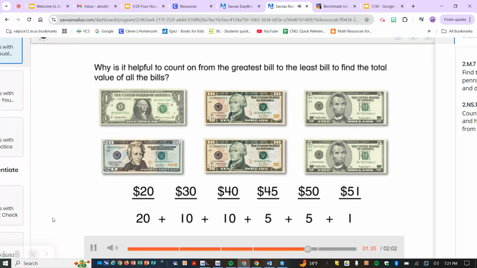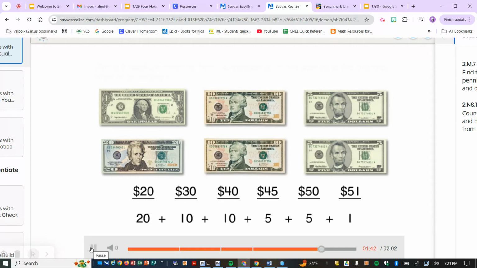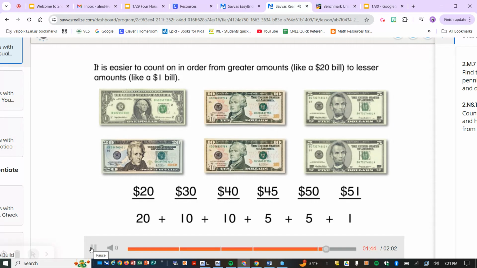Why is it helpful to count on from the greatest bill to the least bill to find the total value of all the bills? It's just a much easier way of counting and adding. If we start with our biggest and move on from there, it helps us keep organized and it makes the addition a little easier. It is easier to count on in order from greater amounts, like a $20 bill, to lesser amounts, like a $1 bill.